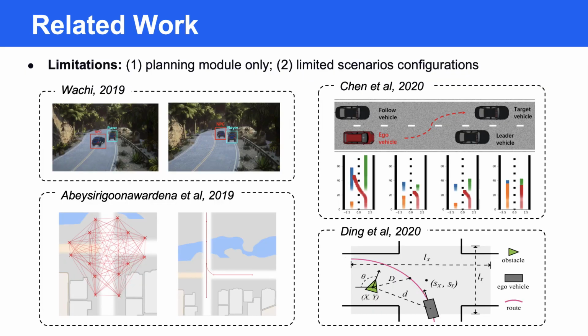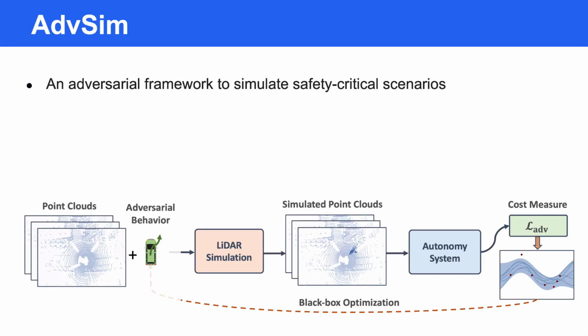Most previous scenario generation methods work only for a handful of scene configurations, and are only adversarial with respect to a planning module that takes the ground truth actor states as input. In this work, we propose AdvSim, which modifies existing traffic scenarios in a physically plausible manner and creates new scenarios that cause full autonomy system failures. AdvSim is a black box adversarial attack that can be applied to any autonomy system.